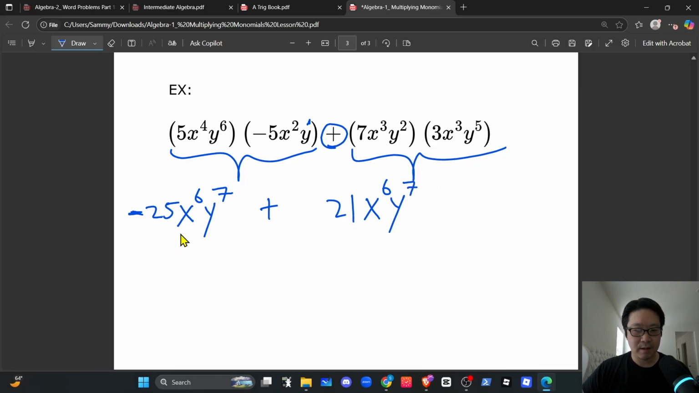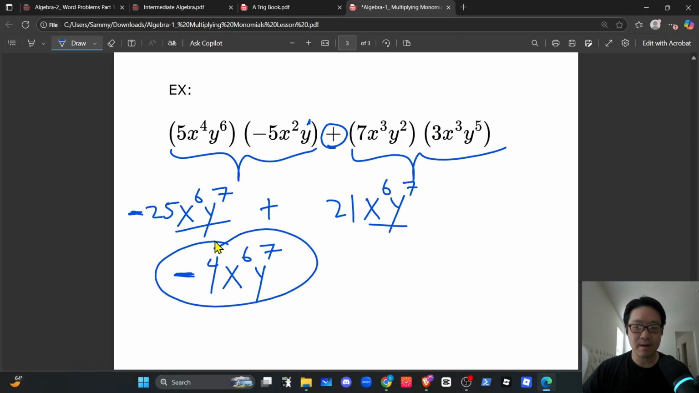And look at that. The bases are the same, x to the sixth and y to the seventh power. So in that case, we can just combine like terms. So negative 25 and positive 21 is going to give you negative 4. So negative 4 x to the sixth y to the seventh is going to be your answer. Okay, and that's it.